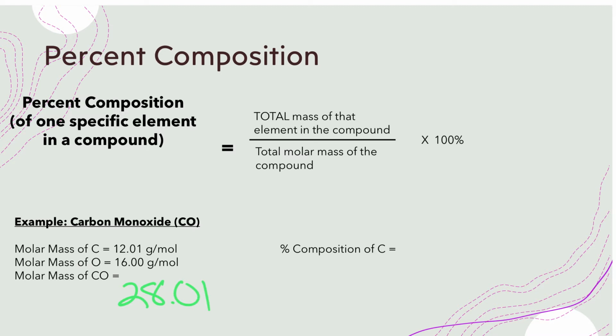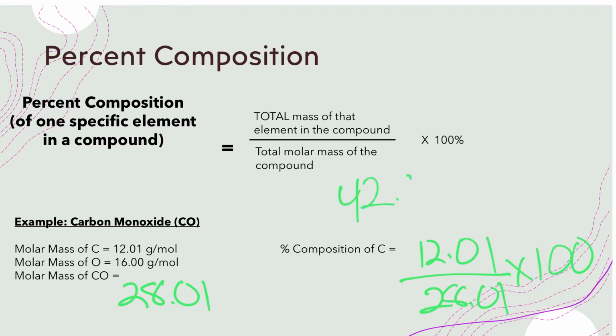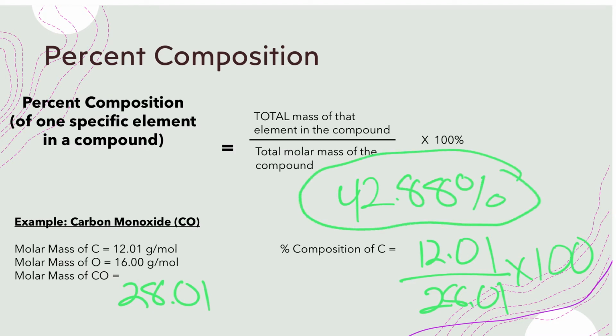Now, we want to find the percent composition of carbon. So you could do 12.01 divided by 28.01 times 100. And when you do that, you're going to get 42.88% when rounding to the correct number of sig figs. And so that's the percent composition of carbon. And you could do the other way with the percent composition of oxygen, and you're going to get around 57.12%.